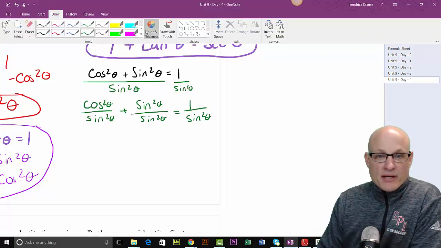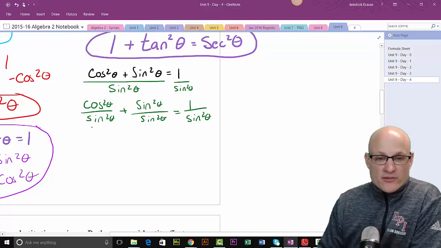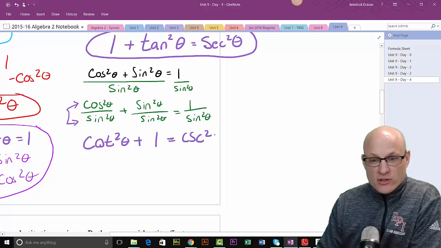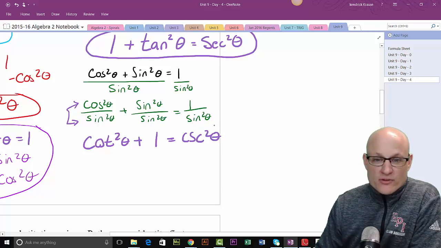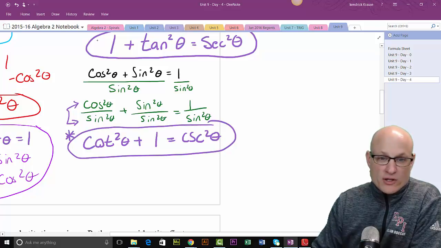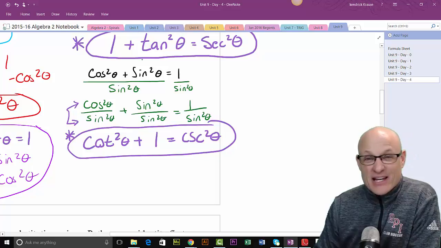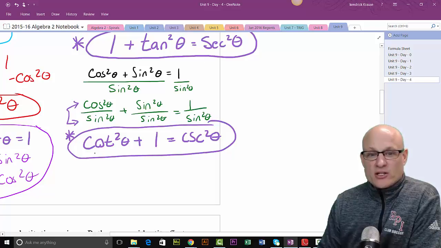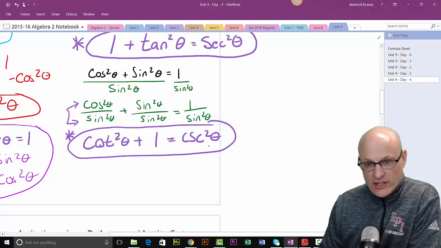And let's get the purple pen back out. This cosine over sine is cotangent, so cotangent squared theta plus 1 is equal to, and 1 over sine is cosecant, so cosecant squared theta. So there's another one that you have to remember. These two are the most difficult ones to always remember. I try to remember that the letters are the closest to each other. So tangent squared plus 1 is secant squared, and cotangent squared plus 1 is cosecant squared.